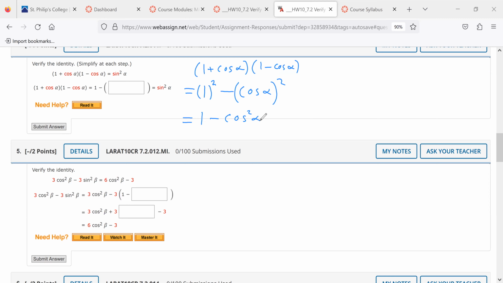Can you say that one more time? So you could multiply this whole thing out, right? 1 times 1, 1 times cosine, cosine times 1. Oh, like the foiling? Yeah, you can FOIL this out however you want to do it. But if you notice that this is a difference of squares to begin with, then just jump to here using the formula. Okay, got it, got it.